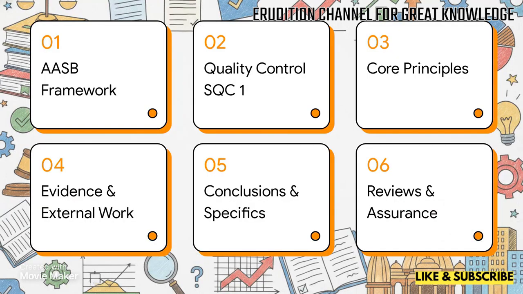Here is our game plan for today. We'll start with the ASB Standards Framework, move into Quality Control and SQC1, cover the core auditing principles, then dive into evidence and external work. Wrap up the audits with conclusions and specialized areas, and finally, touch on reviews, assurance, and services.